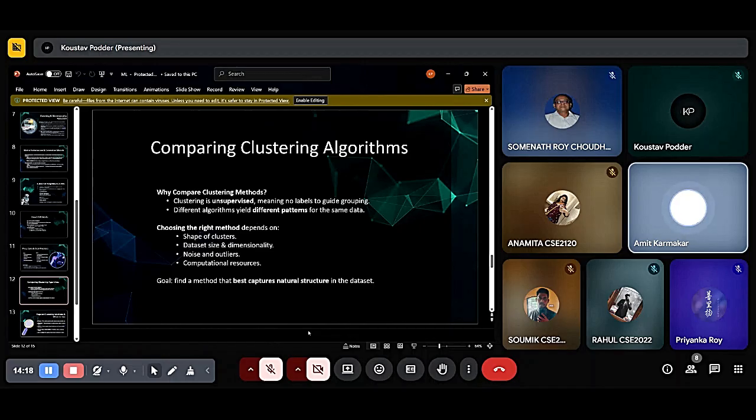Different algorithms can group the same data in different ways. So picking the right one depends on factors like cluster shape, data size, and noise. Our goal is to find the method that naturally captures the structure hidden in our data. Next slide.